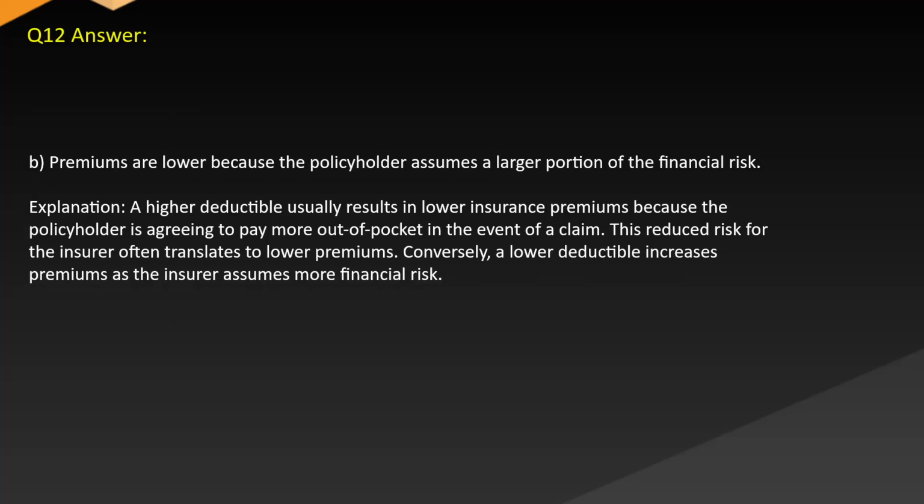Answer. B. Premiums are lower because the policyholder assumes a larger portion of the financial risk. Explanation. A higher deductible usually results in lower insurance premiums because the policyholder is agreeing to pay more out of pocket in the event of a claim. This reduced risk for the insurer often translates to lower premiums. Conversely, a low deductible increases premiums as the insurer assumes more financial risk.